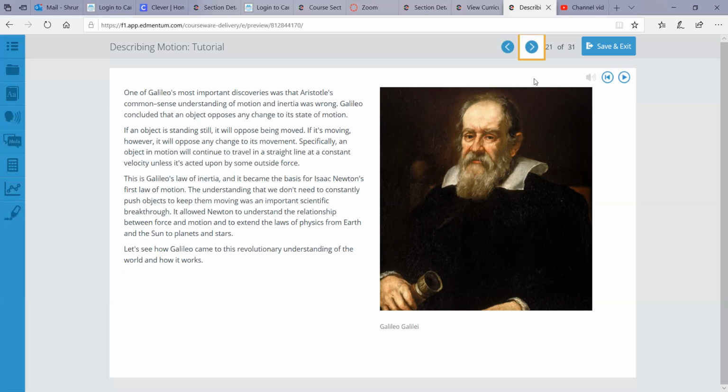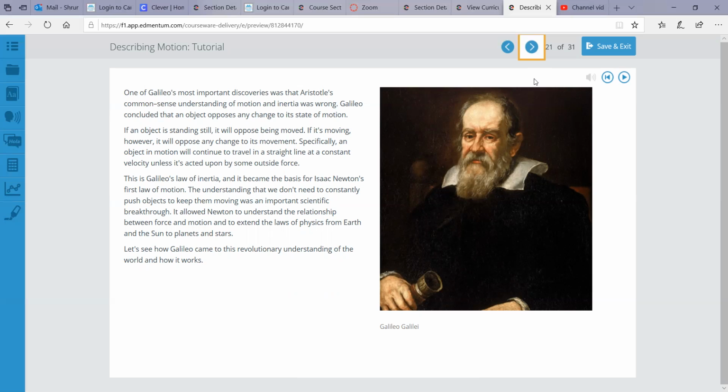Galileo concluded that an object opposes any change to its state of motion. So if an object is standing still, it will oppose being moved. If it's moving, however, it will oppose any change to its movement. So an object in motion will continue to travel in a straight line at a constant velocity unless it's acted upon by some outside force. This is the law of inertia, and it became the basis for Isaac Newton's first law of motion.